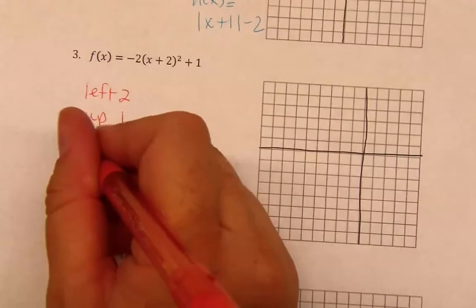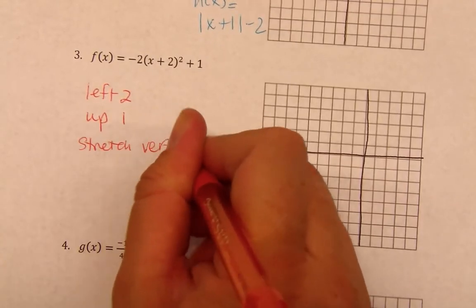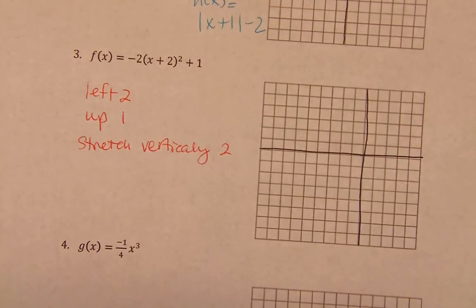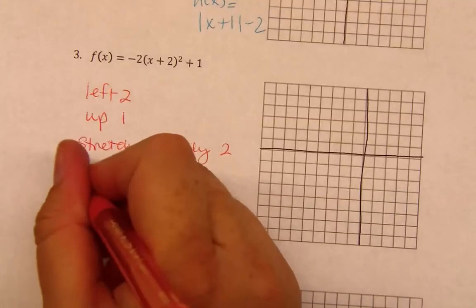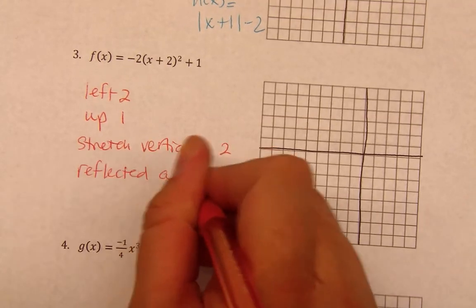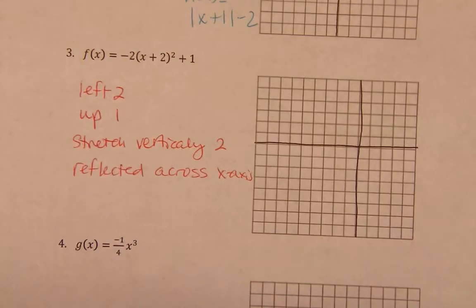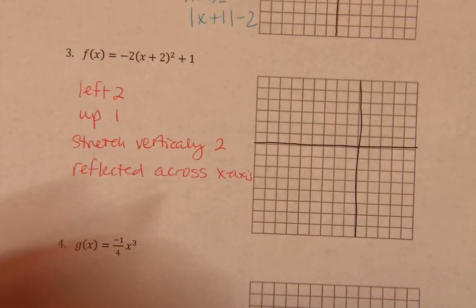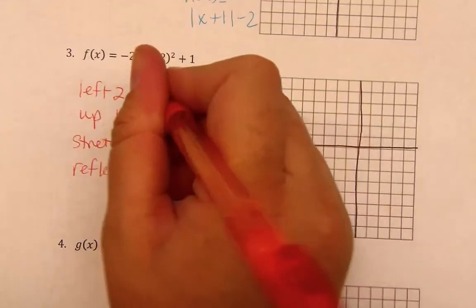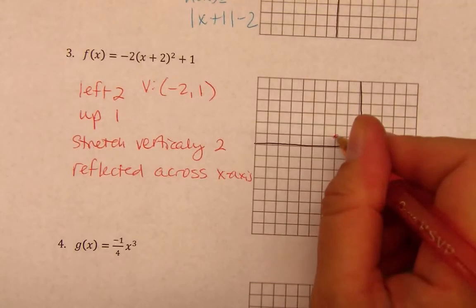And it's also stretching vertically by a factor of 2. It's also reflected across the x-axis. Okay. Now you know how to graph this function, so if you know that this is our vertex, you can go ahead and graph that. Our vertex is going to be -2, 1. So -2, 1 is our vertex.